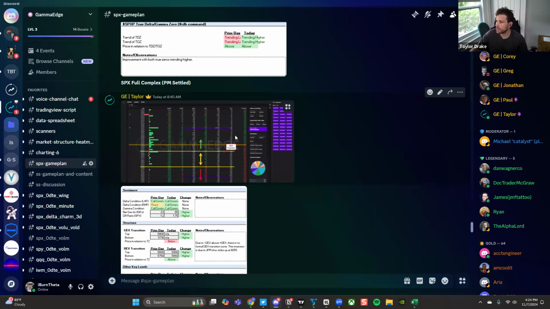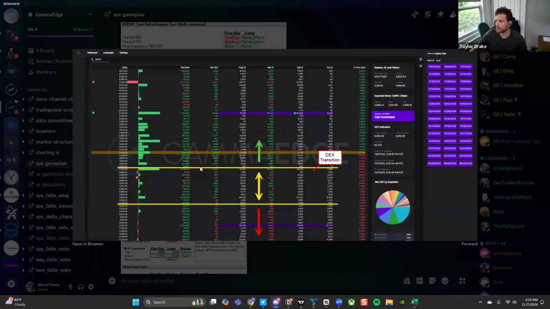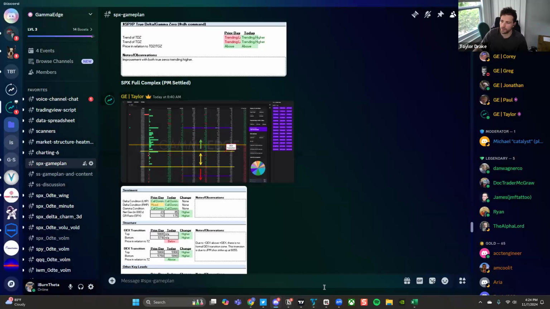But nonetheless, we opened up above the transition zone today. We could see 6,000 on the full SPXP complex is where we're seeing a ton. That's the most convex strike, and we're right around there right now. So that's how I first use it.